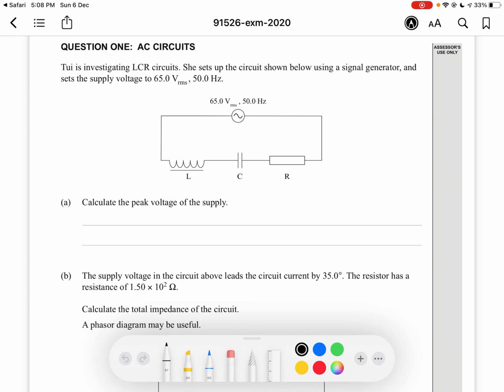So we know that the peak voltage is equal to the RMS voltage times root 2. Therefore, the peak voltage is equal to 65 times root 2, which comes out to be 91.9 volts. That should just be an achievable question, so achieved here.